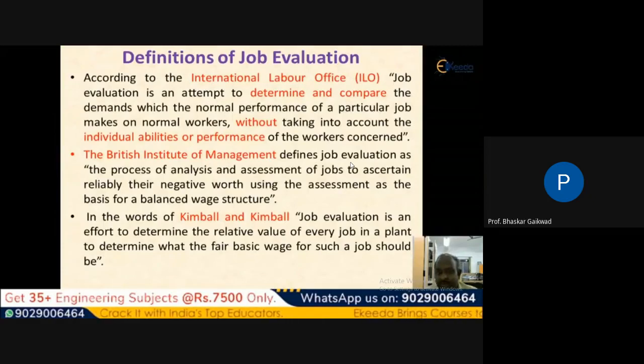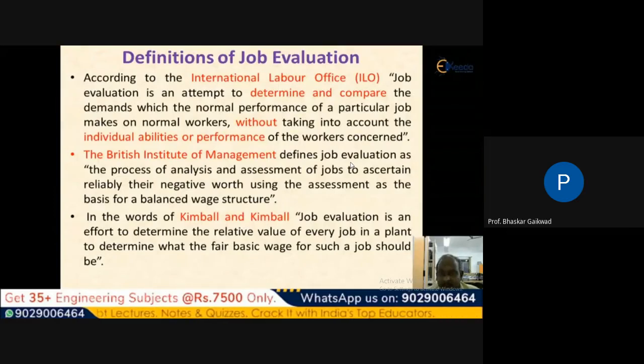Then the British Institute of Management defines job evaluation as the process of analysis and assessment of jobs to ascertain reliably their negative worth, using the assessment as a basis for a balanced wage structure. So what does it mean? I am going to assess the job that is being done by the labor, and I am going to strike a balance for my wage.